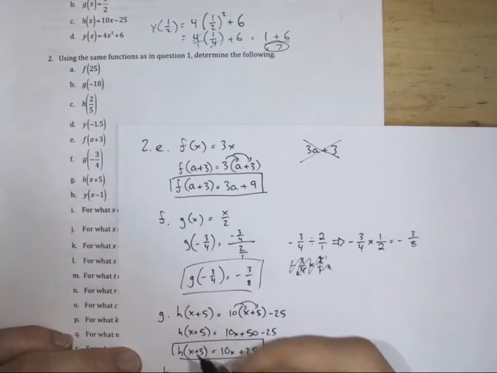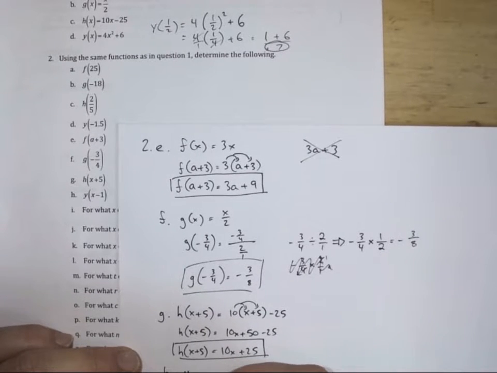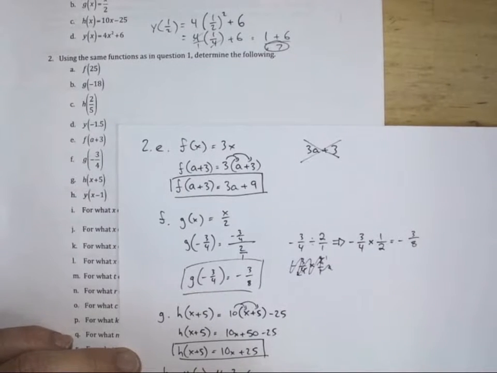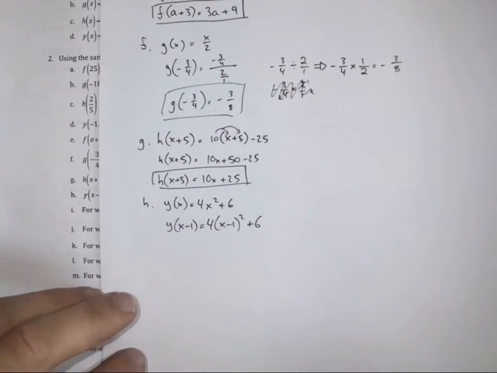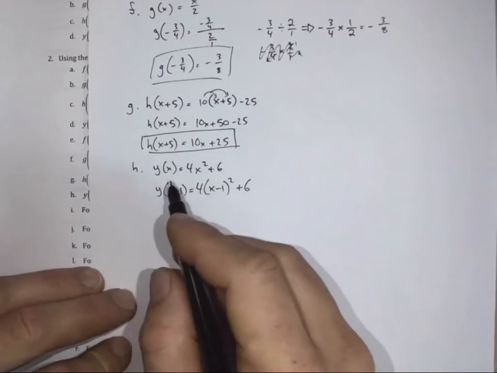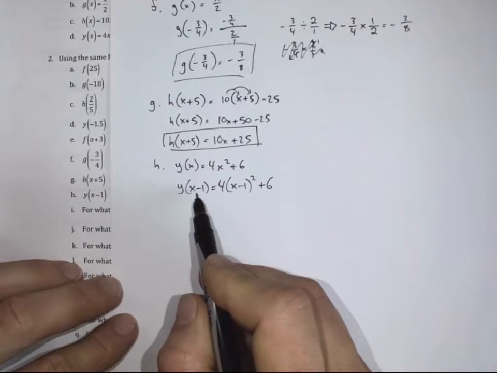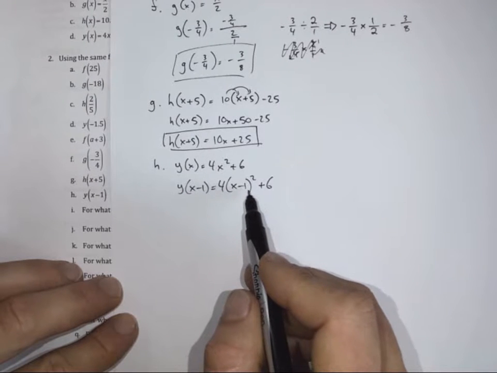Okay, moving on to the y function. What was our y function again? Oh yeah, it squares things and multiplies them by 4, then adds 6 to the product. Okay, our function also takes in a binomial input, but this time we have to square it. Oh, I'm writing totally off screen. All apologies. So all I've done right here is I've written the original y function, and then I put as an input x minus 1.